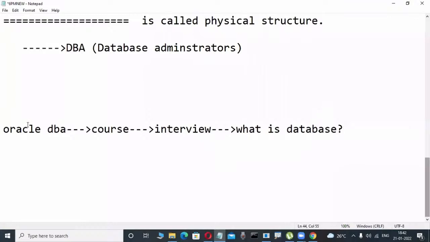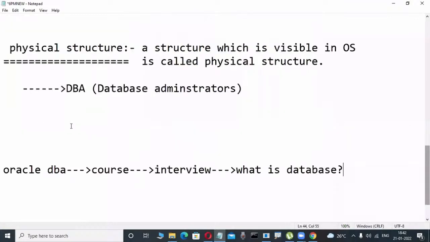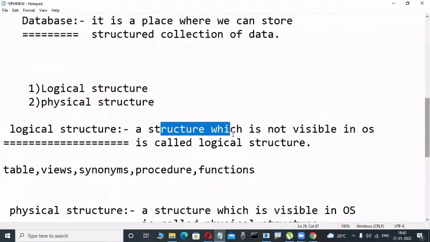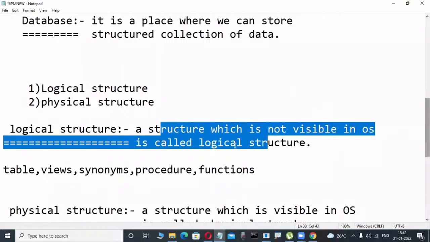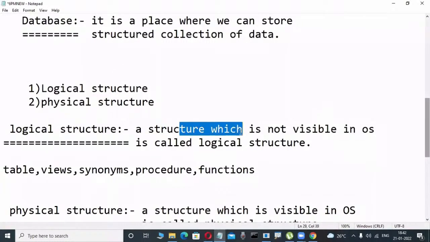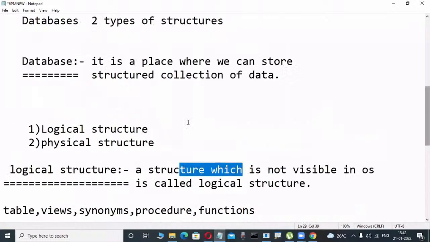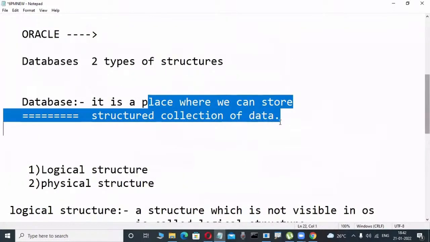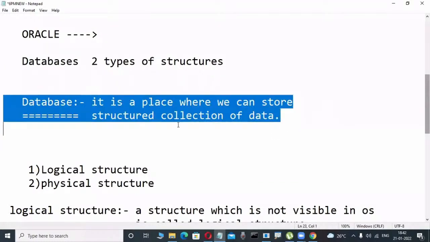Whenever they ask what a database is, I say it is bookish knowledge: a structured collection of interrelated data that is stored somewhere. If someone says a structured collection of data, it is a place that stores structured collection of data, I reject it immediately. Why? Because this is the developer definition.